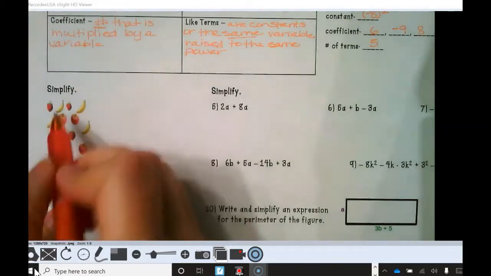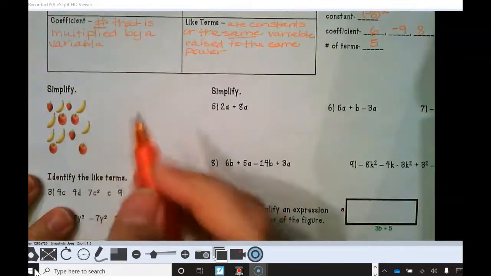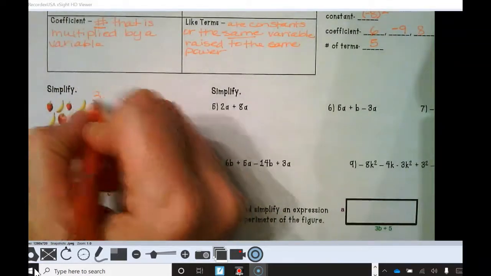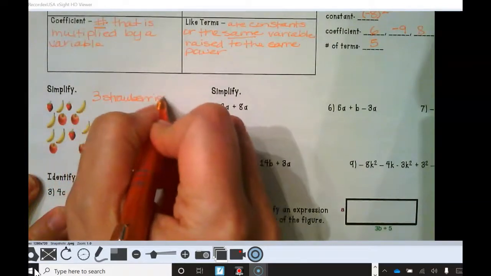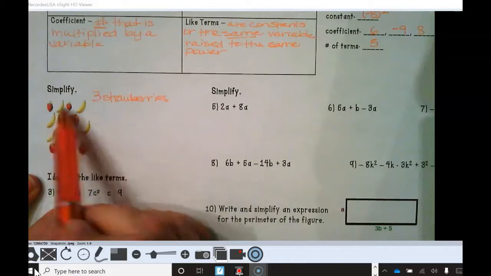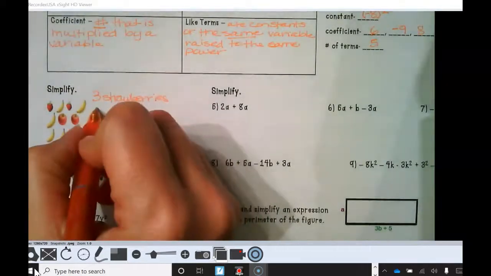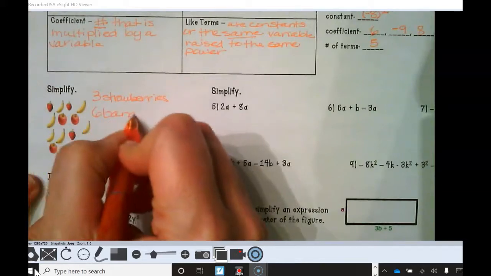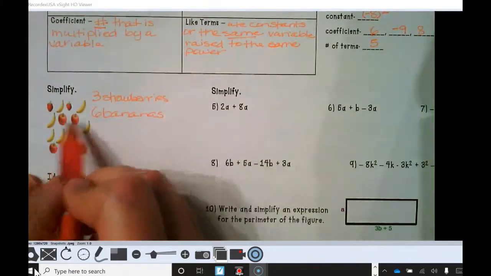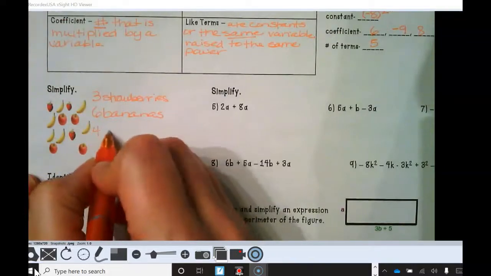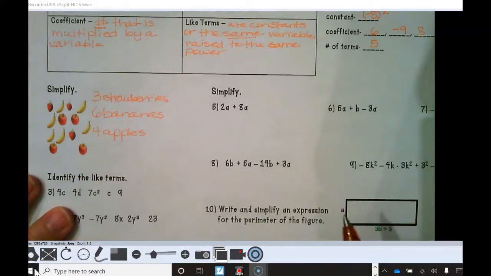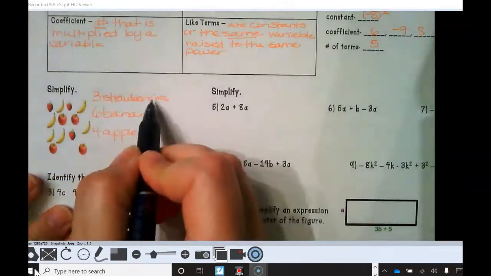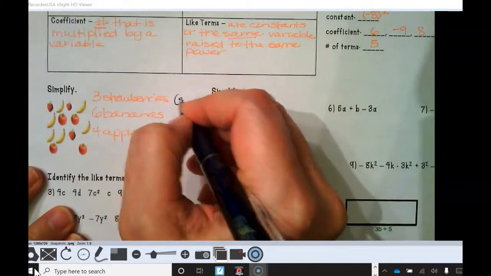You would tell someone, I have 1, 2, 3 strawberries. So if you have 3 strawberries, tell them that. And then for bananas, you would say 1, 2, 3, 4, 5, 6 bananas. And 1, 2, 3, 4 apples. And we're going to have our variables represent each piece of fruit. So instead of saying 3 strawberries, we're going to use S for strawberries.